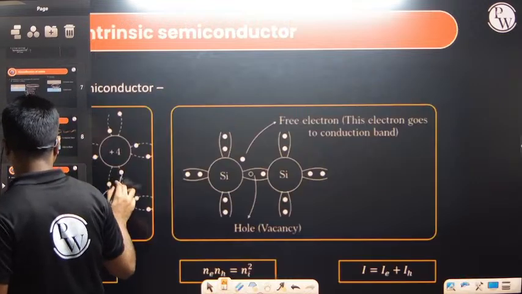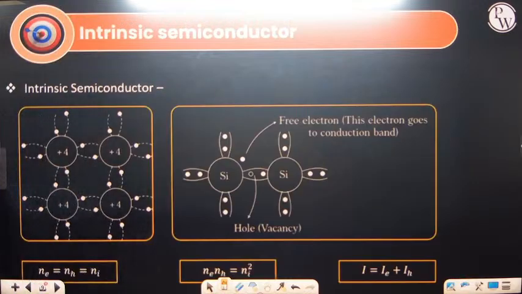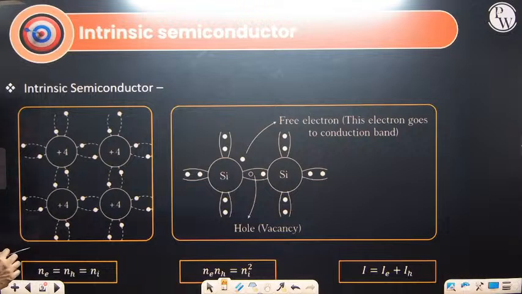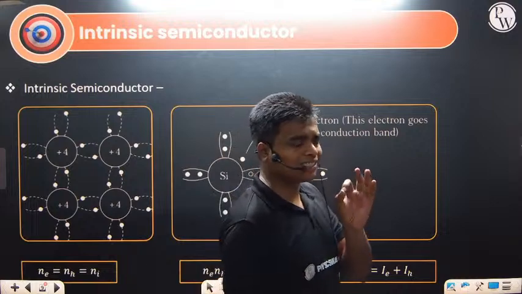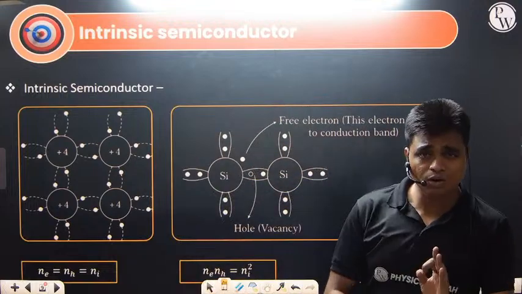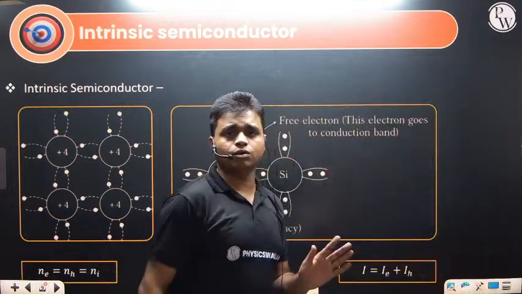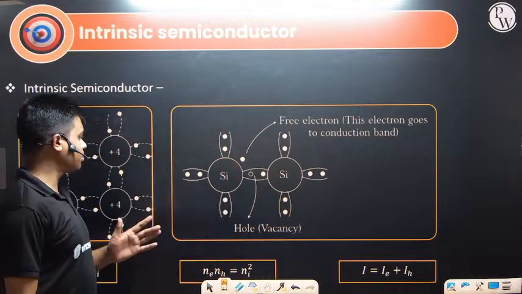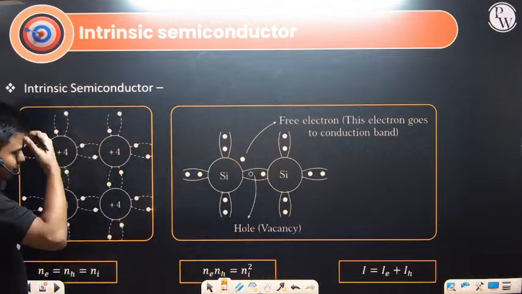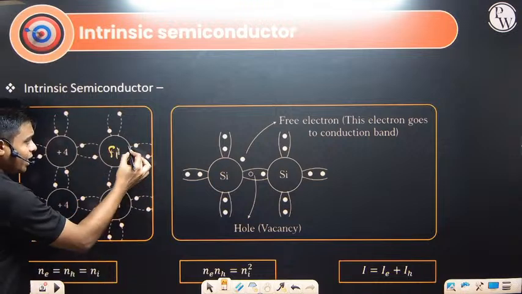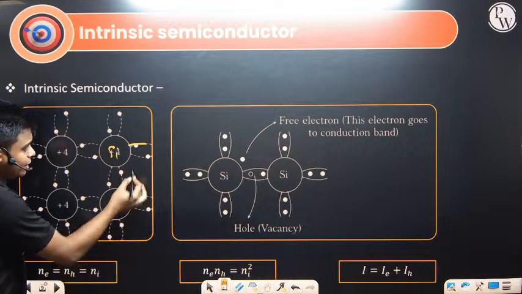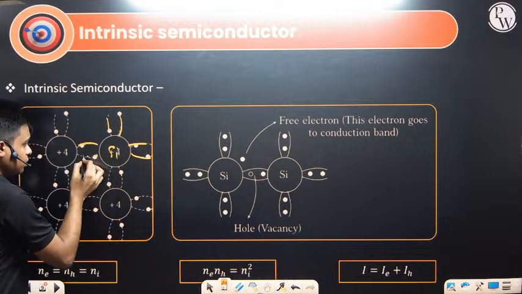That is, we define the intrinsic semiconductor. What is an intrinsic semiconductor? Or we call it a pure semiconductor. A pure semiconductor is defined as a semiconductor in which only a single element is there. For example, if silicon is there, the entire crystal will be of silicon. If it is germanium, the entire crystal will be of germanium. Here you can check that silicon has 4 valence electrons, so it can share 4 electrons with its neighbors. So this is the pure silicon.